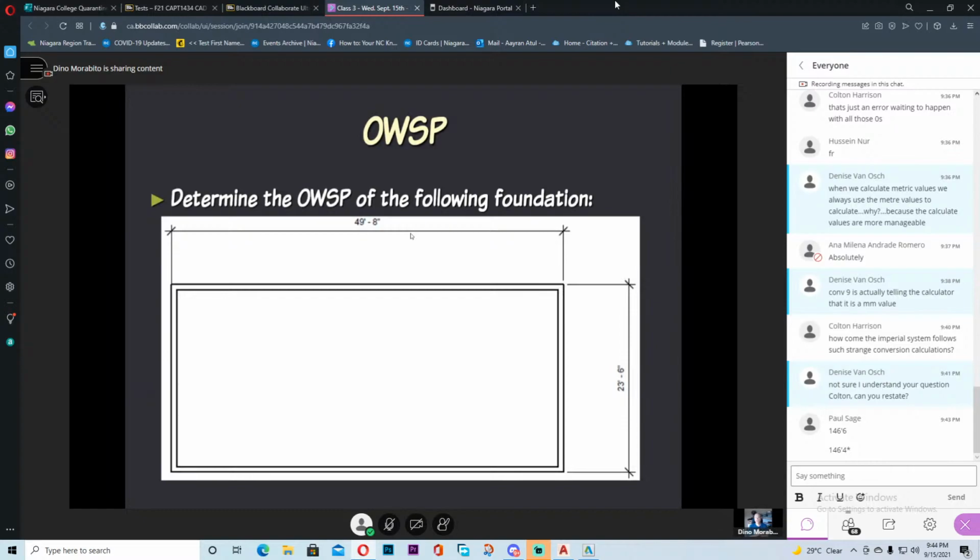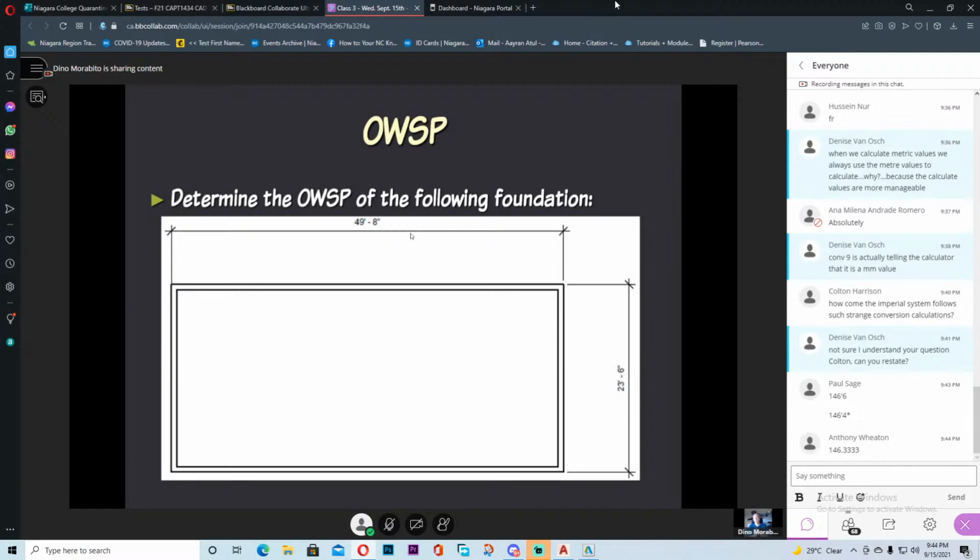146 foot 4 inches is not 146.4. It's 146 feet and 4 inches. 4 inches expressed as a decimal would be 0.333. So that's the correct answer if I'm using this in decimal format, but in imperial feet and inches format, 146 foot 4 inches is correct.